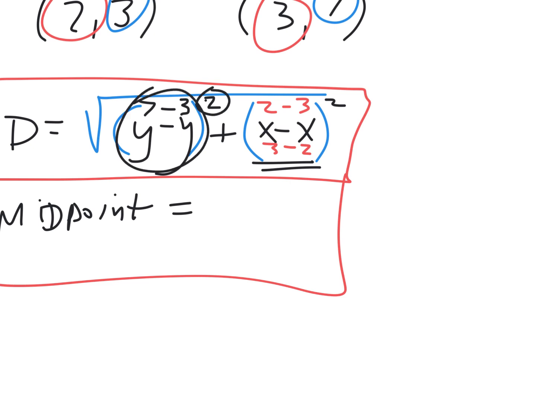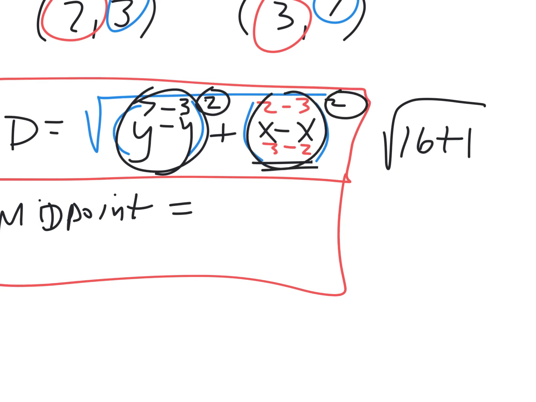4 squared is 16, plus 1 squared is 1, so the answer is the square root of 17. That's how far it is between those 2 points. All right. That's called the distance formula.